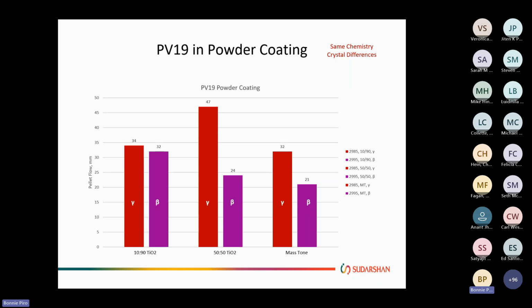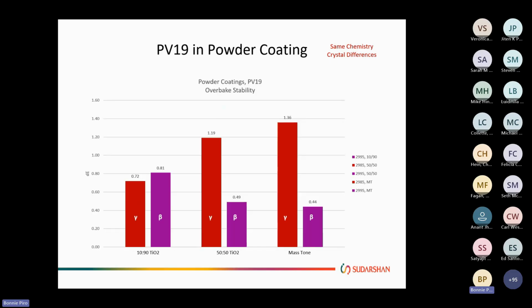So this example is pellet flow for powder coating. And we see in both a 50-50 formulation with TiO2 and a mass tone formulation, the gamma does perform better with respect to pellet flow, so more flow out during the baking process, I should say. On the tint tone formulation, the 1090, there's just so much TiO2 there that it overwhelms the organic pigment, so you don't see that impact like you do in the others.